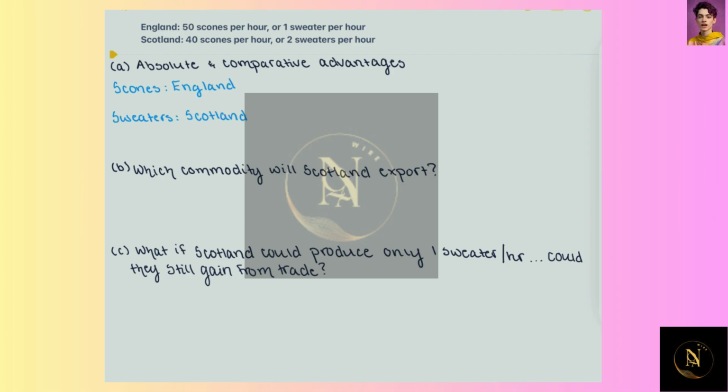Now the comparative advantages, and this is where it gets a little bit more difficult because we need to calculate opportunity costs. Let's start with England and find their opportunity cost of 1 sweater. In 1 hour, they can make 1 sweater. So in that same hour that is spent making that sweater, how many scones could have been made? Well, they can make 50 scones per hour. So their opportunity cost of 1 sweater is 50 scones.